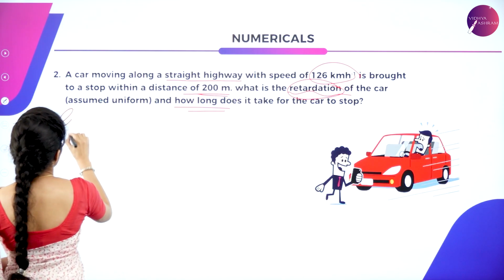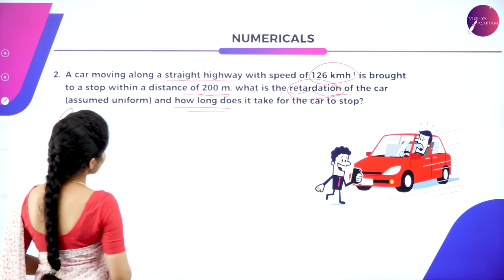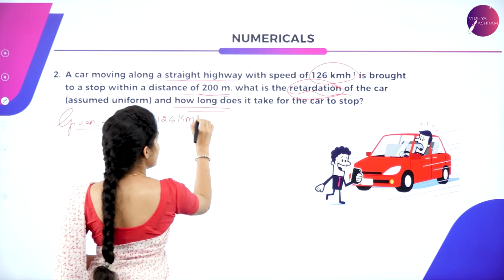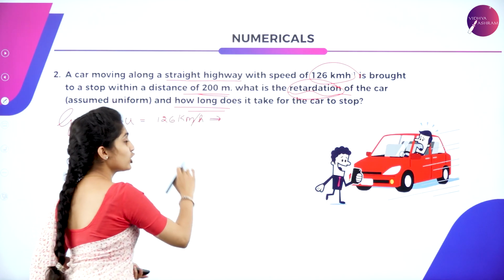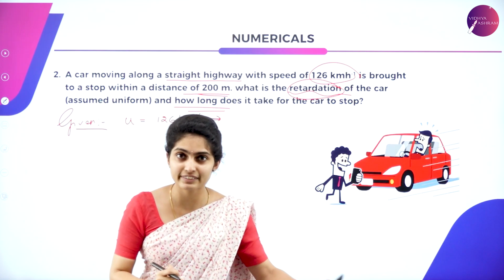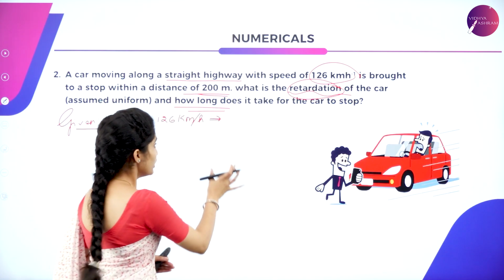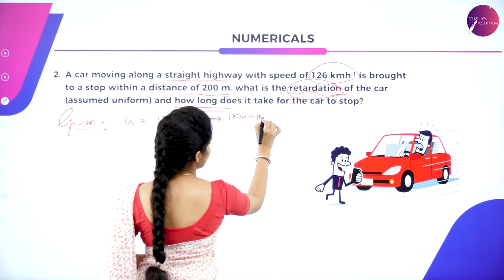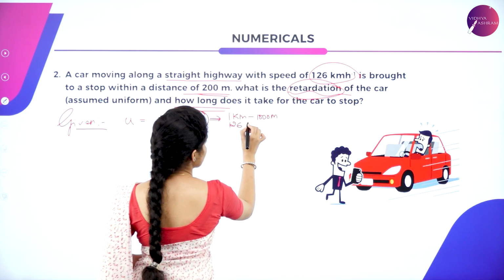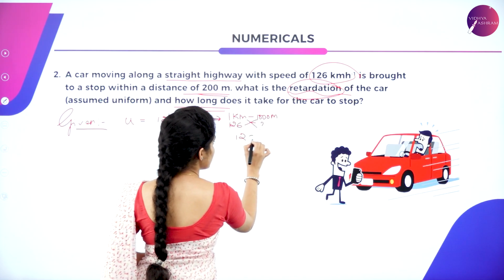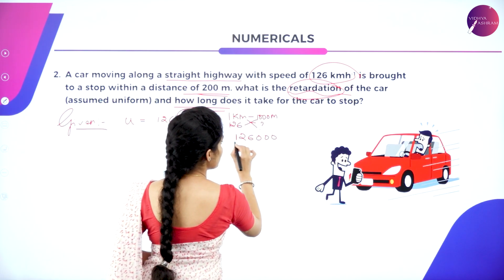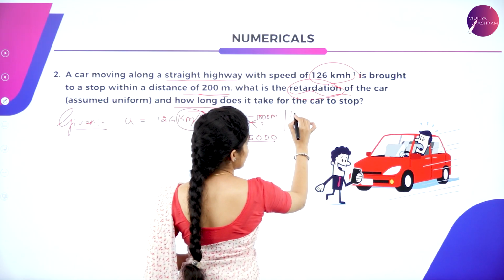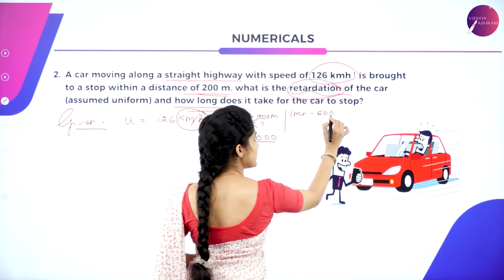So given is, here your initial velocity u is equal to 126 km per hour. So 126 km per hour, but the SI unit of distance is meters and time is seconds. So this is not in the SI unit form. So I can just write 1 kilometer is equal to 1000 meters. So 126 kilometer is how much? So it is 126,000 divided by, in terms of hours, it is in seconds. So you can consider 1 minute is equal to 60 seconds.